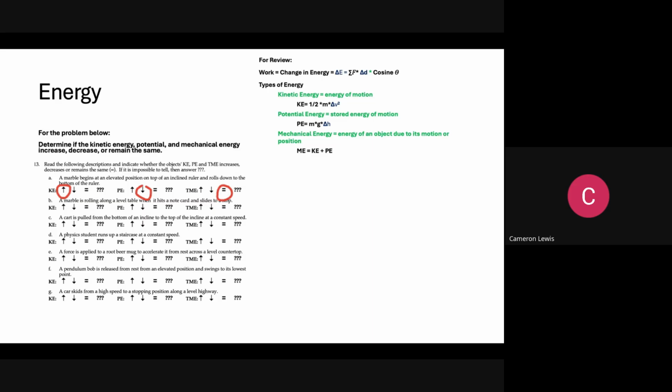Yeah, let's try. A marble rolling down a level table when it hits a note card and slides to a stop. So what do we say about kinetic energy? It's rolling along its level table and then it hits a note card. Decreases, right? Because what changes? Velocity, right? Is the velocity increasing or decreasing?